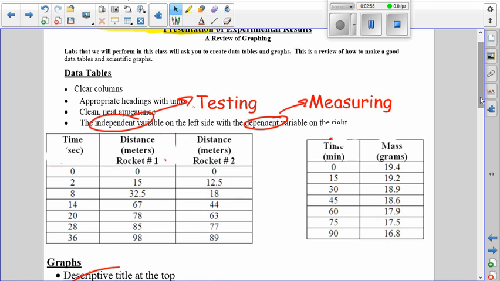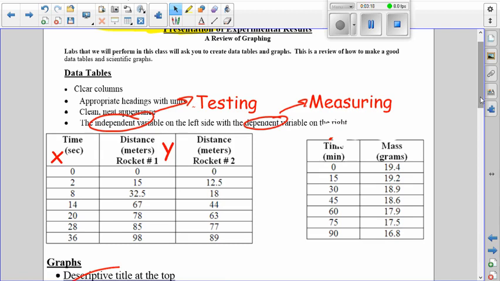So that means our independent variable will be our time here on this one. So it'll be on our x-axis. And distance, we have a couple distances here that'll be on our y, because those are dependent. The distance those rockets travel depends on how much time has gone by. Okay? So I need to make these graphs.